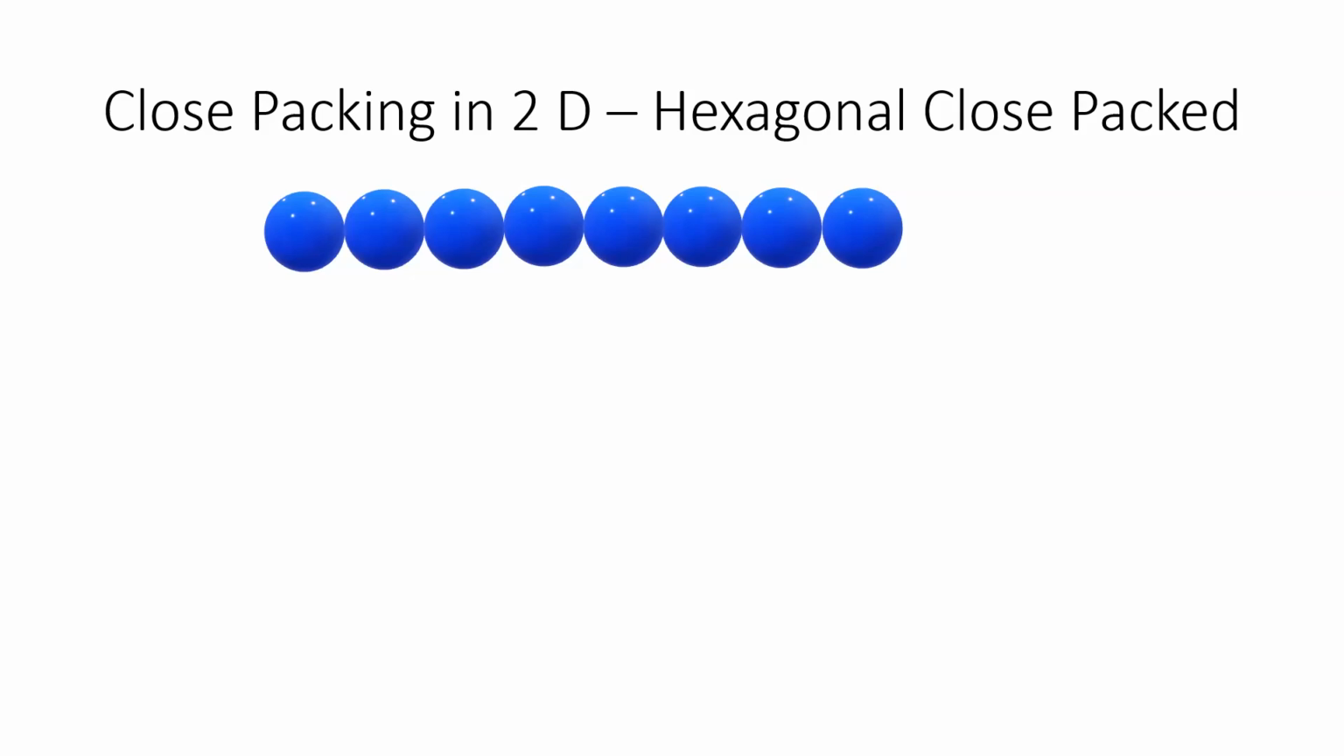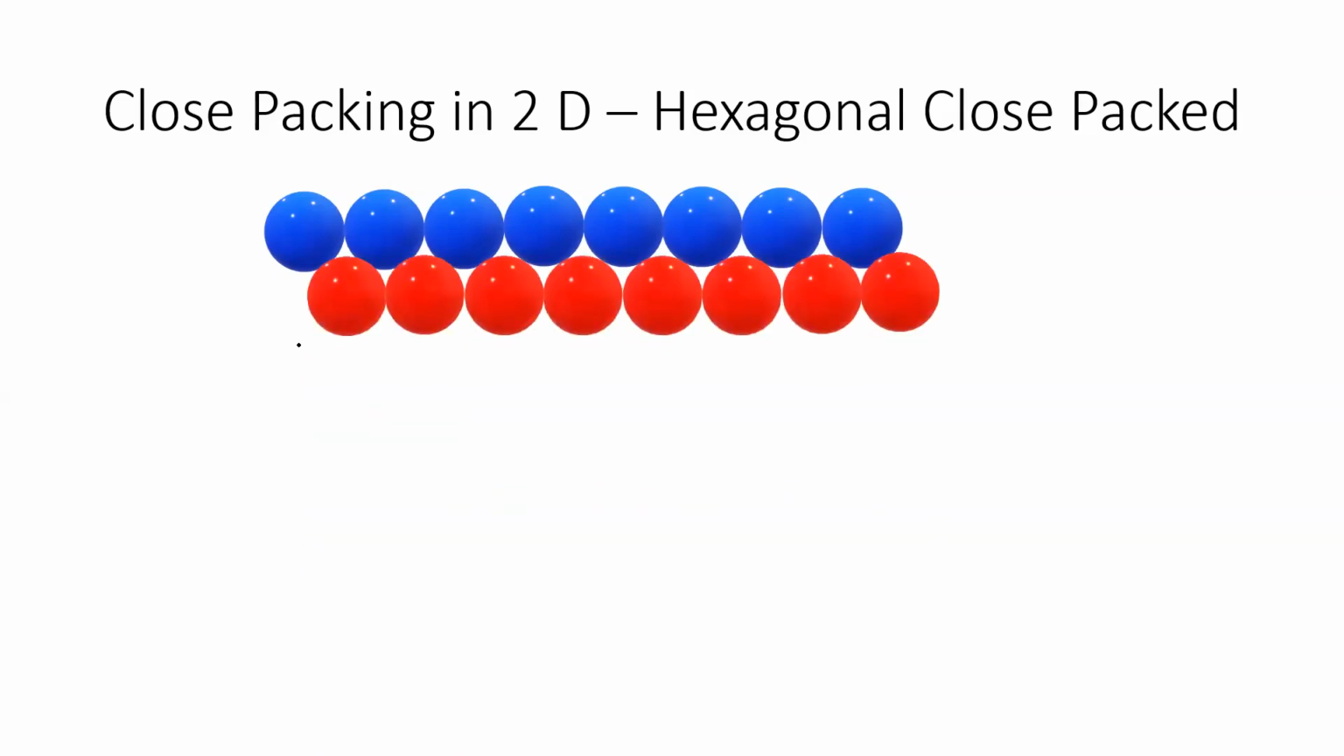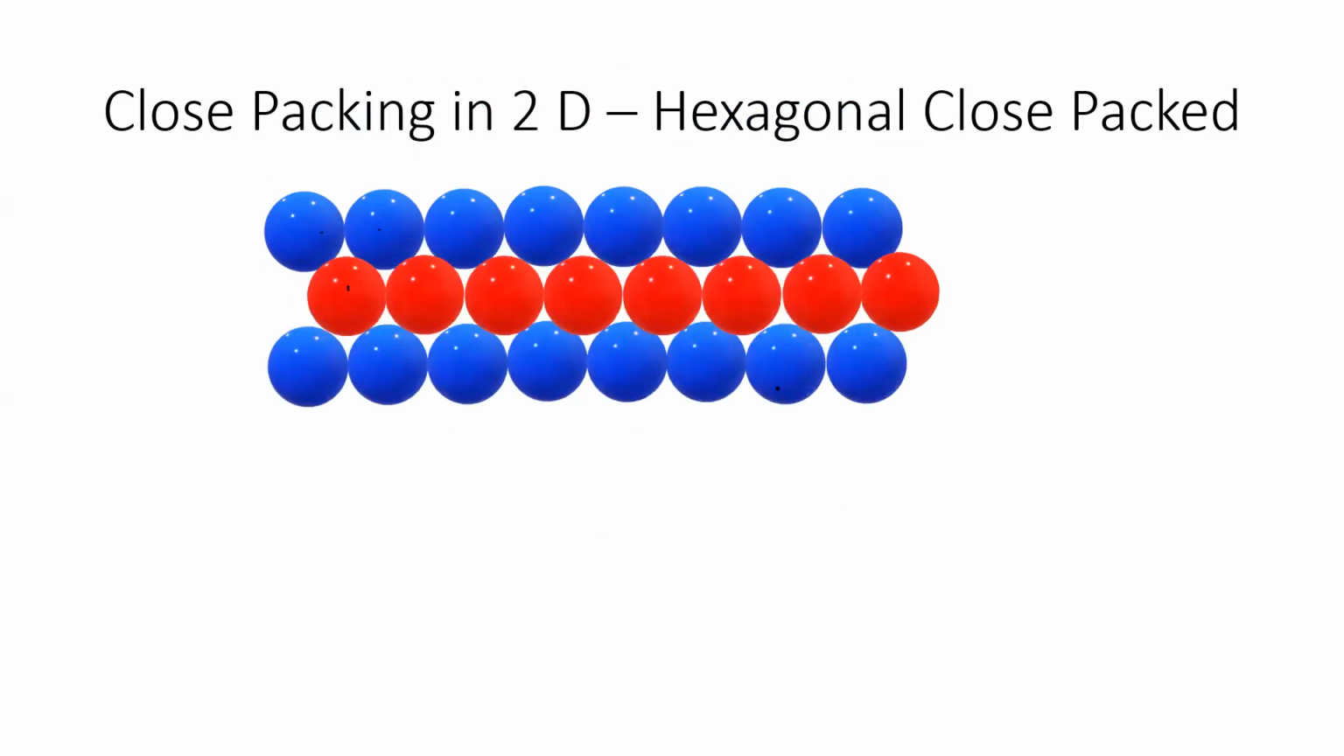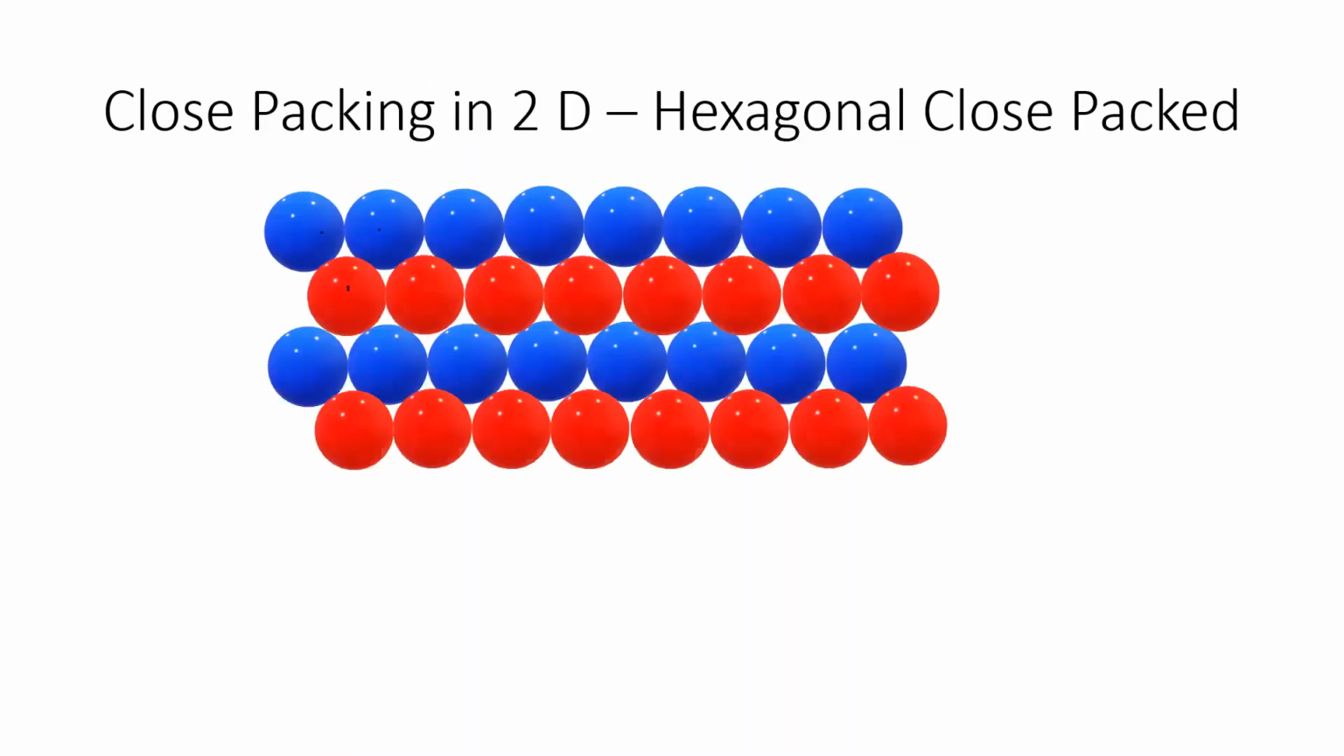If you take another blue atom, it will pack as usual, like in the square close packing structure. But in hexagonal packing, we are going to place one red atom between the two blue atoms. So now the atoms are placed in a staggered manner. In a staggered manner, we are placing this. Now the third layer and fourth layer will be like this.